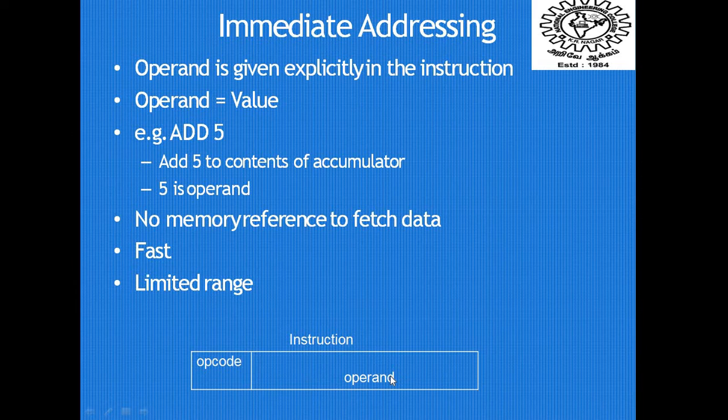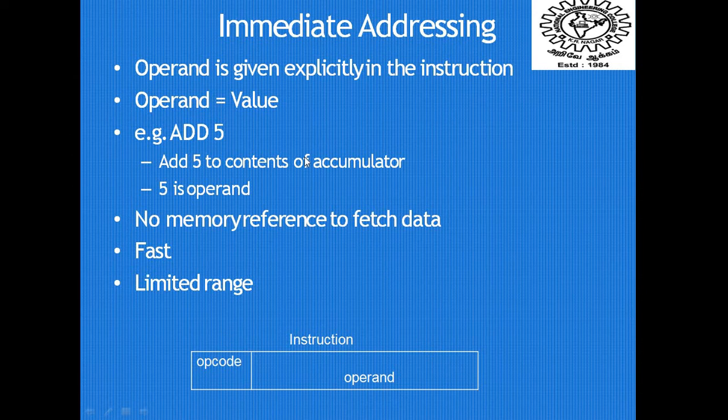Operand means what you are going to add, which value you are going to add. A, b means that is a value. So in terms of Tamil, opcode means நீங்க என்ன பண்றீங்க, என்ன ஆபரேஷன் பண்றீங்க, அது opcode. Operand means எதை வச்சு பண்றீங்க, எதை பண்ண போறீங்க, that is operand. That is the instruction format, opcode and operand.